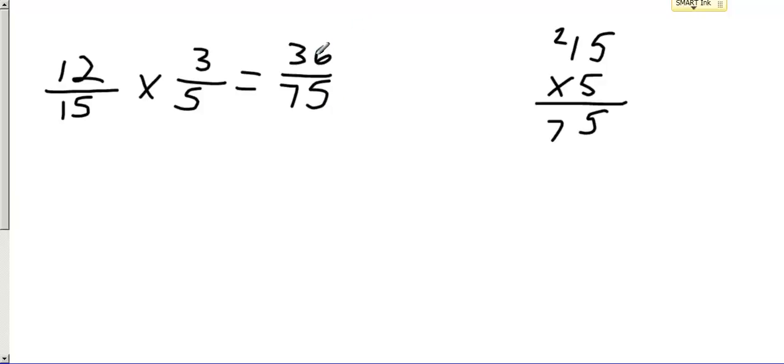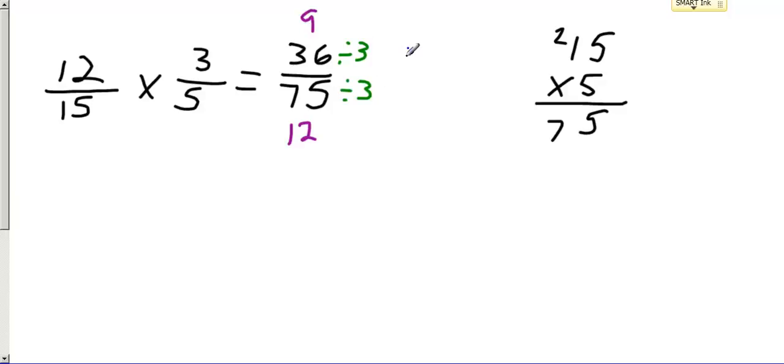75. Can I reduce? Well, I'm not sure. Let's think of the factors. For 36, 2 works, but 2 won't work here. 3 works. Does 3 work here? Let's figure it out. What's my rule? Add them up. So I get 3 plus 6 is 9. 7 plus 5 is 12. They're both divisible by 3. Yes. I'm so glad I know that rule. So divide by 3. Divide by 3.